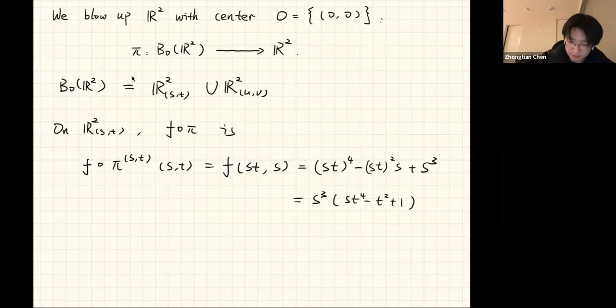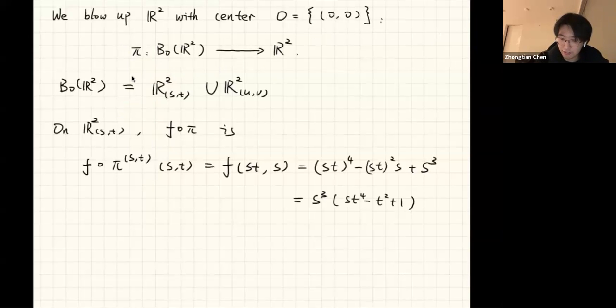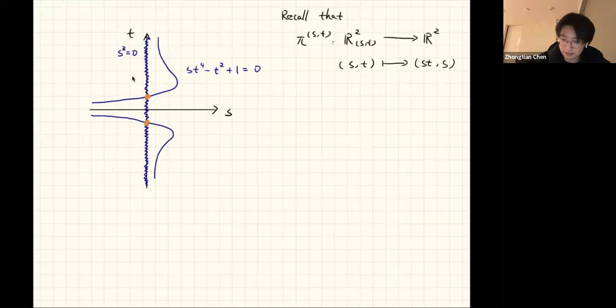So on this affine cover, f compose pi is this polynomial. Then we can draw the picture of this. On this coordinate system, s, t, on this affine space, f compose pi gives us an algebraic set, which is this one. It has two components, three components. This is a curve, it determines.